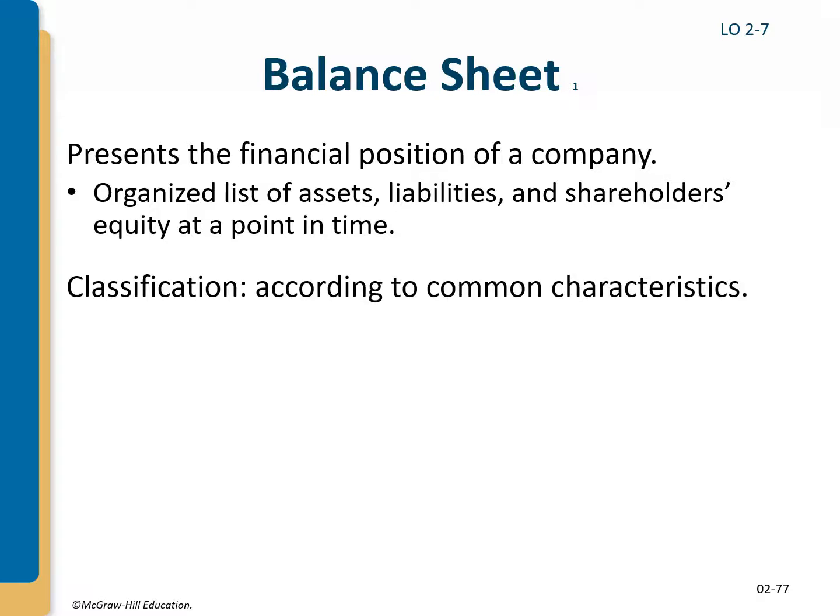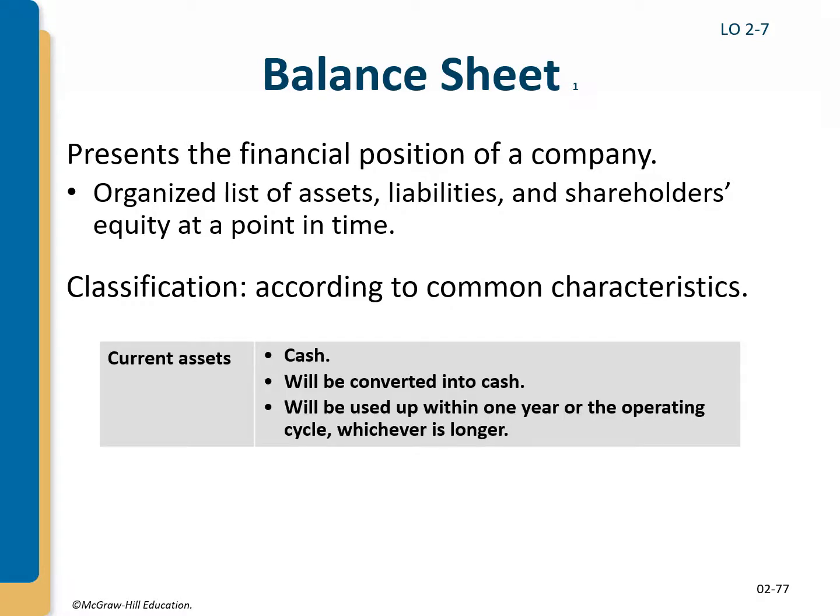We do complete a classified balance sheet. Remember that? Where we have various subgroups of assets and liabilities. Current assets versus long-term. Current liabilities versus long-term. Current assets, cash, will be converted into cash or will be used up within 1 year or operating cycle. So those are the characteristics associated with an asset that should be in this category.